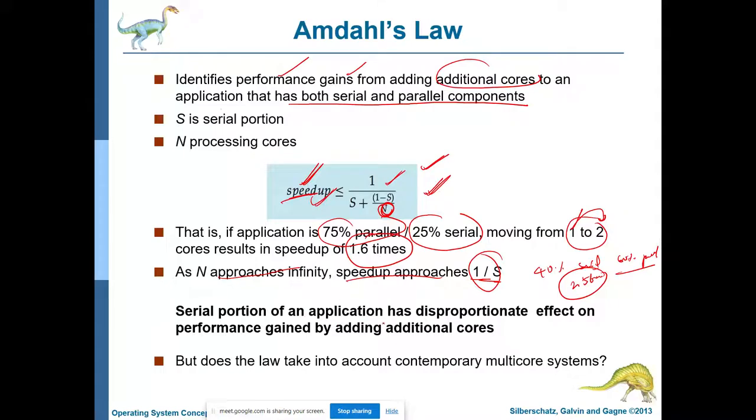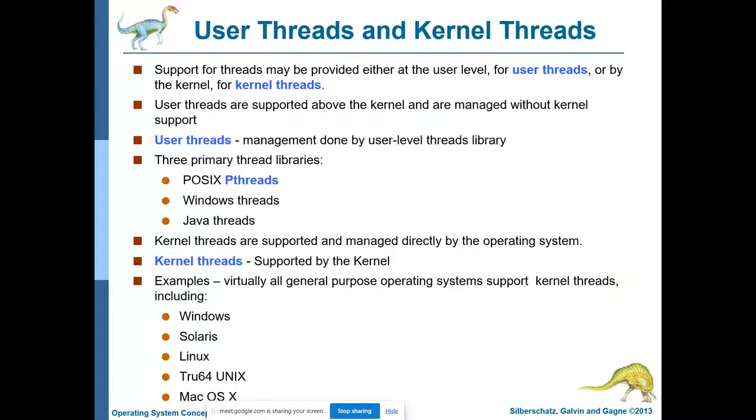So the serial portion of an application has a disproportionate effect on the performance gained by adding additional cores. So if the serial portion is large, then you are going to need many additional cores to compensate. That is what is going to be told by your Amdahl's law.